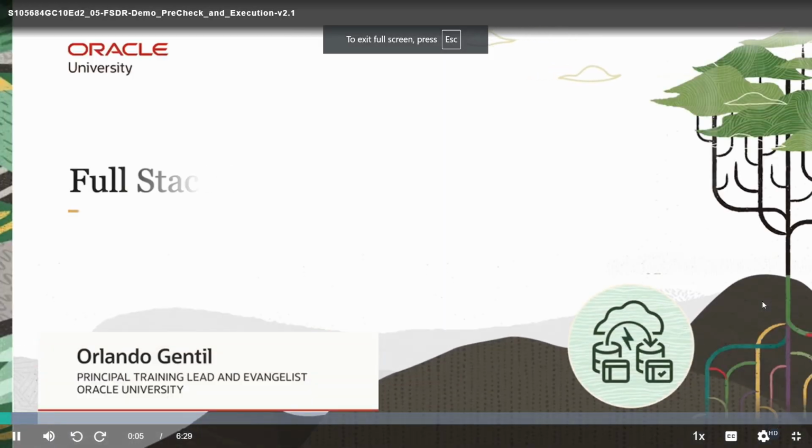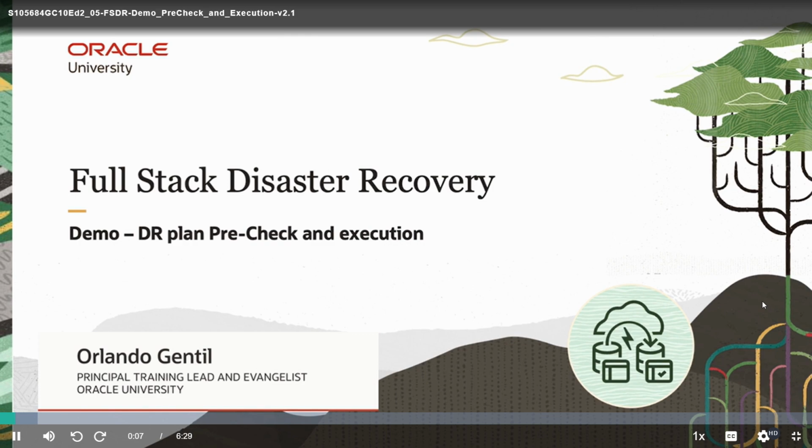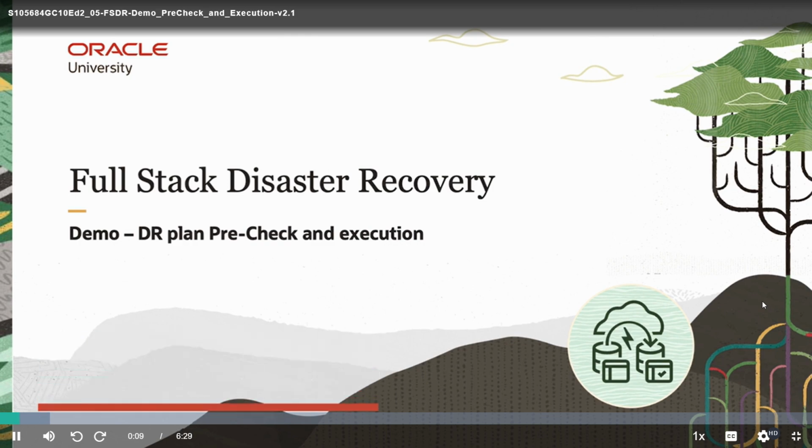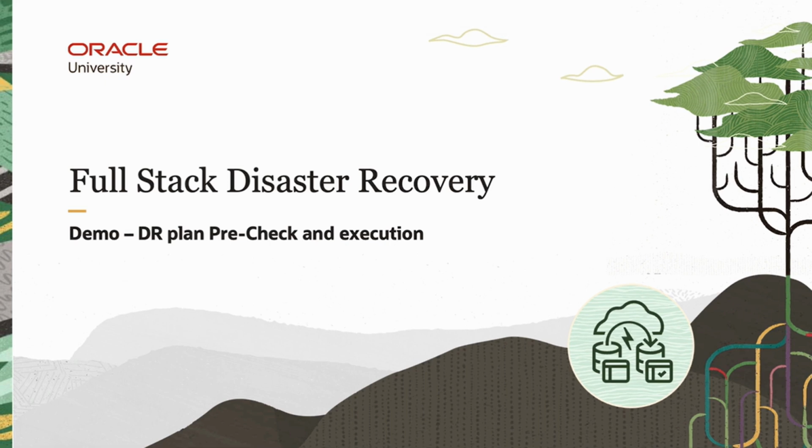Hello and welcome. This demo starts from where I left off in the previous demo. I finished setting up my DR plan, and now I will show you how the pre-check and execution of a plan look like. As in the previous demo, some sequences might be played at a faster speed or trimmed to exclude waiting time. Let me jump back in the OCI console to get things started.